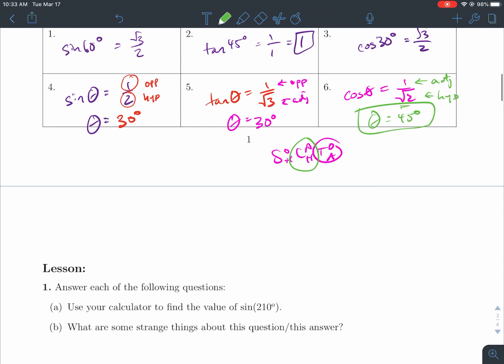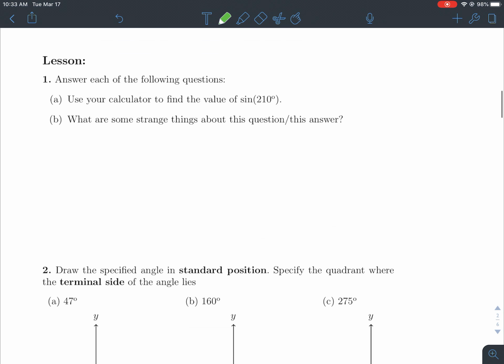Okay, so here we go. Continuing on. All right, so answer each of the following questions. Use your calculator to find the value of sine 210 degrees. What are some strange things about this question and this answer? So go to Desmos, make sure you're in degree mode, punch that in, see what you get.